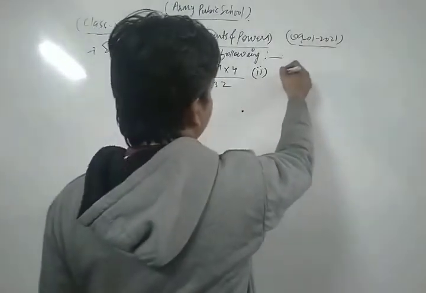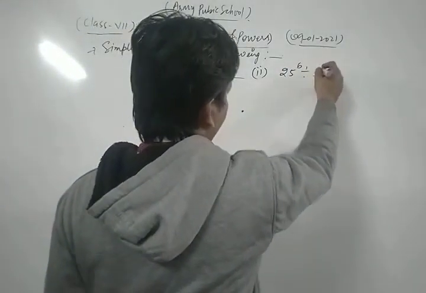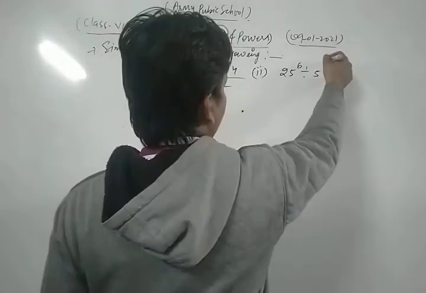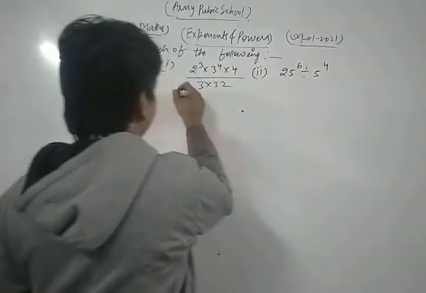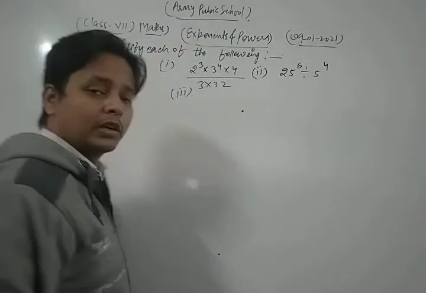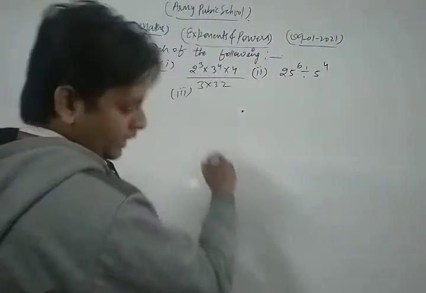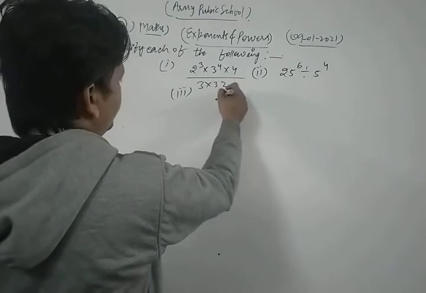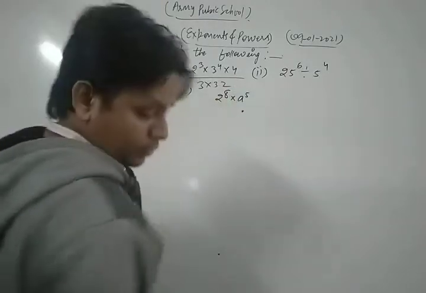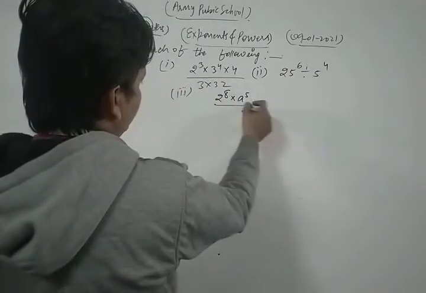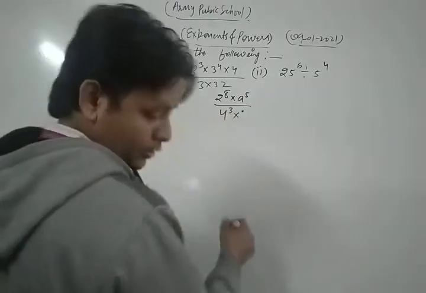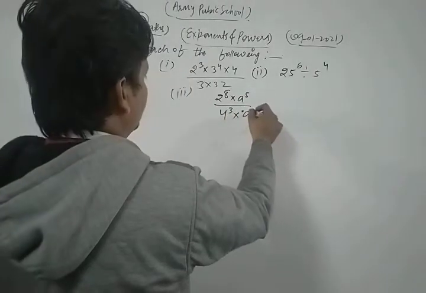25 to the power 6 divided by 5 to the power 4. And the third part of this question is what? 2 power 8 into a power 5 upon 4 to the power 3 into a to the power 3.